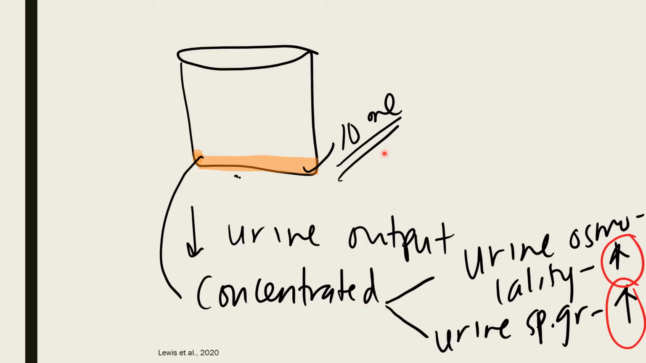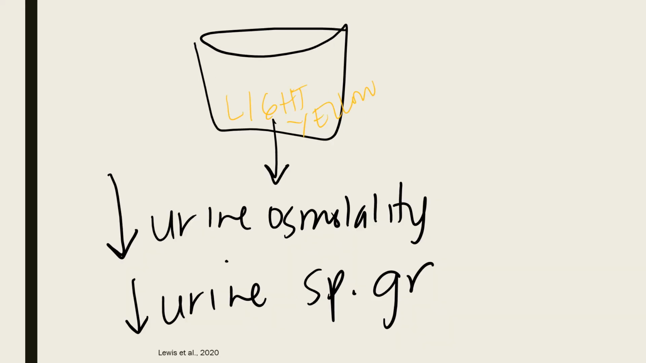So this is just to show you that if the urine is about this color, like amber, then it's very concentrated. So when you check urine osmolality, it will be high, and urine specific gravity will be high. And it's the opposite when the urine is not concentrated. When your patient is urinating a lot, it will drop the concentration.